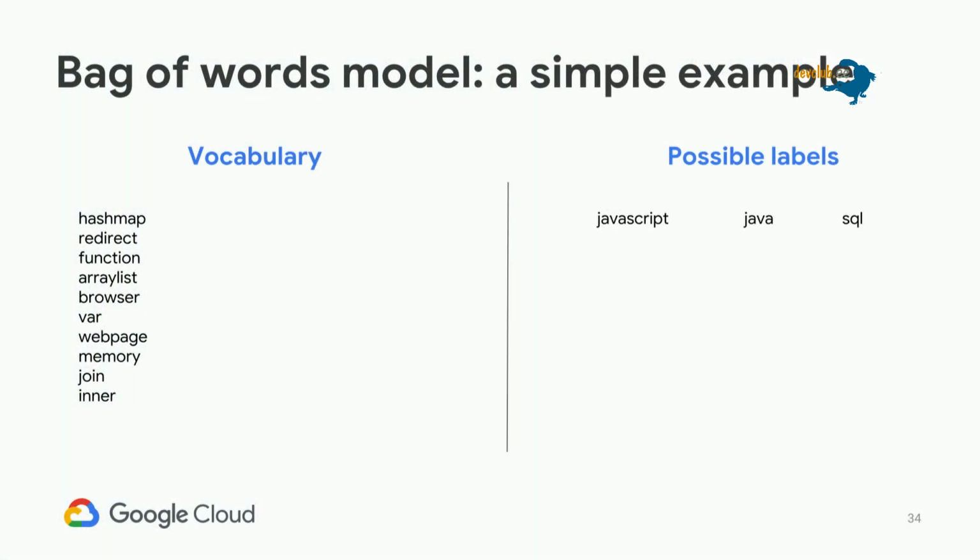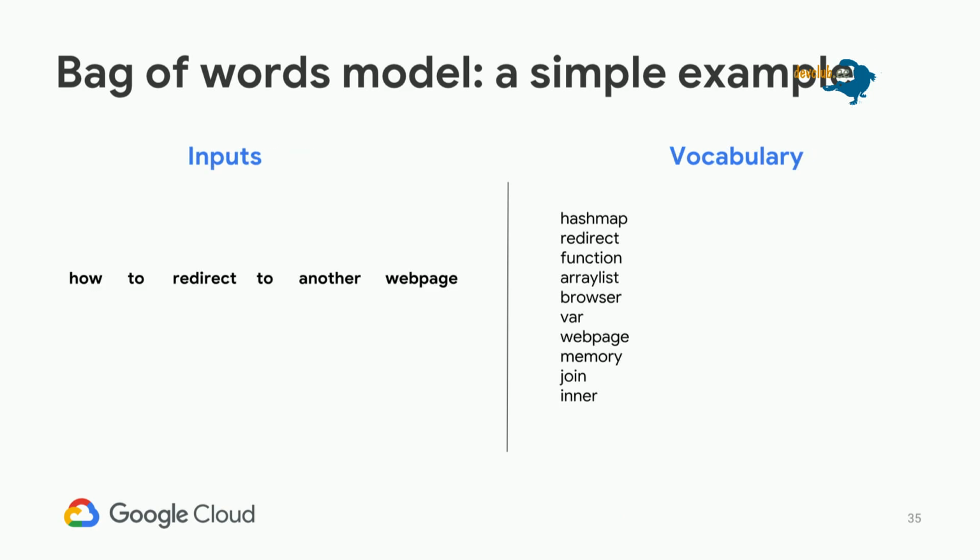I'm going to say that I have a vocabulary of just 10 words, the 10 words listed here, and I've only got 3 possible labels that it could be. I'm just going to use this to keep things simple so that you can understand how bag of words works under the hood. So I've got 10 possible words in my vocabulary and 3 labels. And so let's take this Stack Overflow question as an example: how to redirect to another web page.